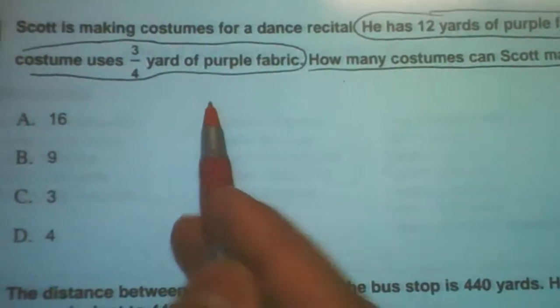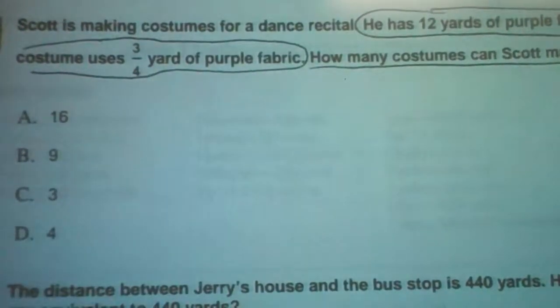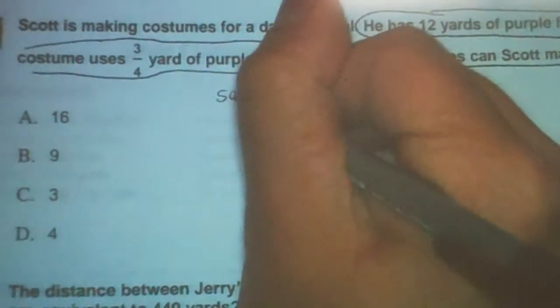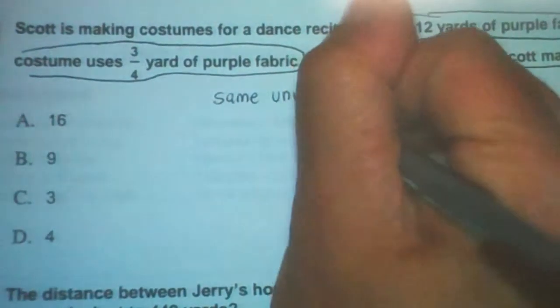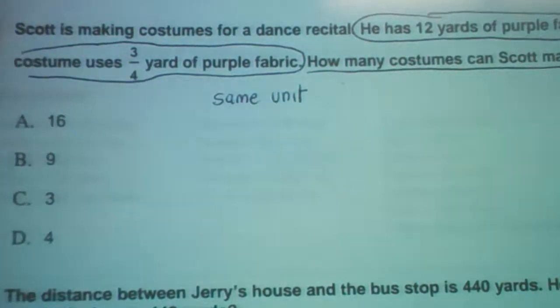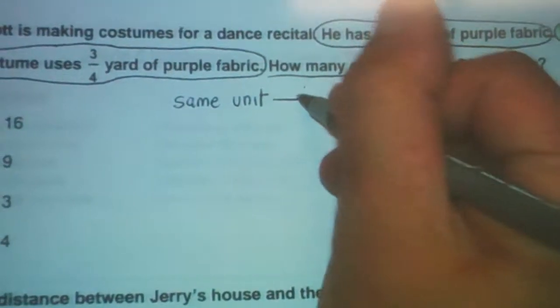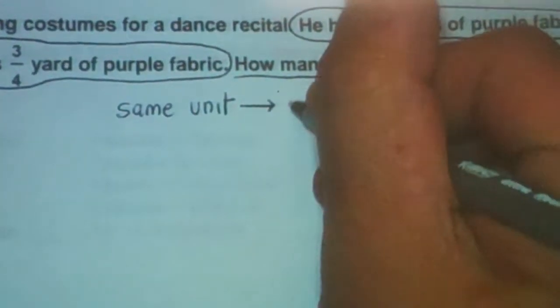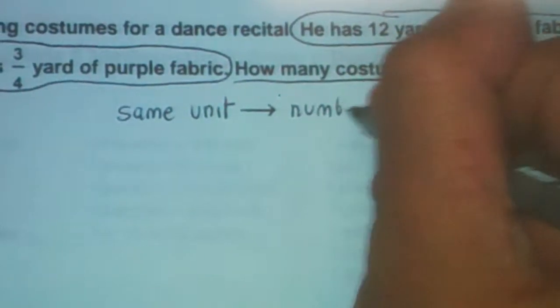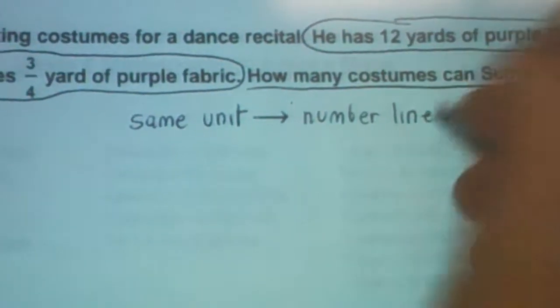Which means that whenever you have the same unit, what strategy should you be using to solve the problem? Go ahead and call it out if you remember. If you said number line, you'd be correct. Go ahead and write this down on your paper now.